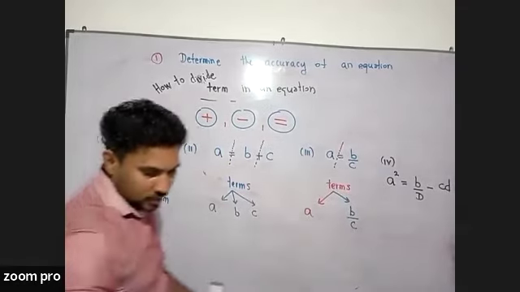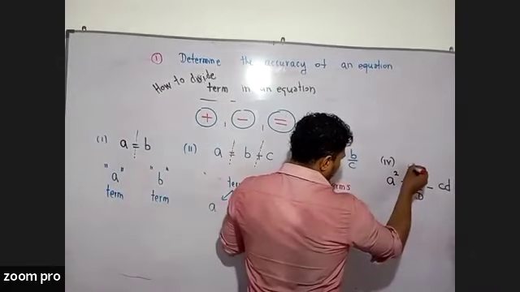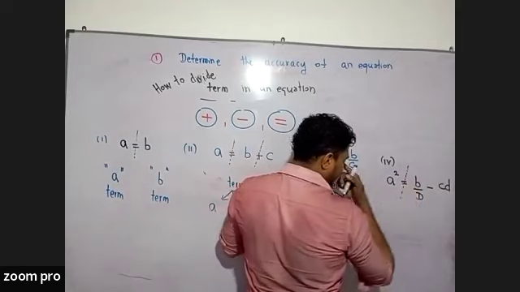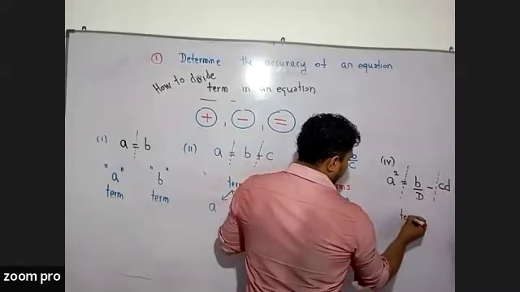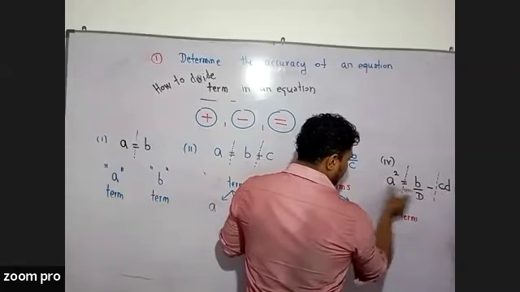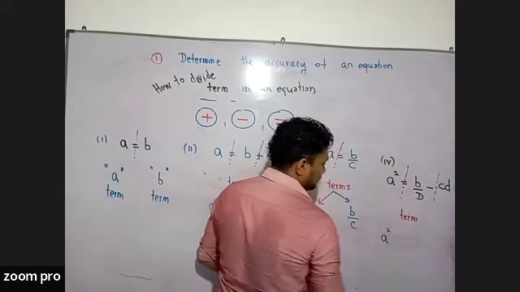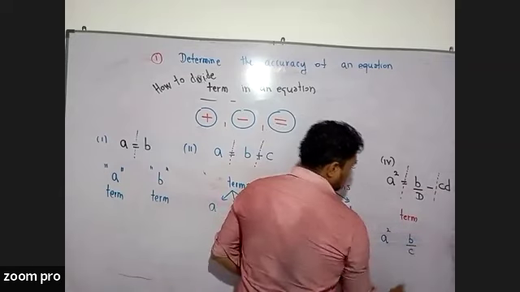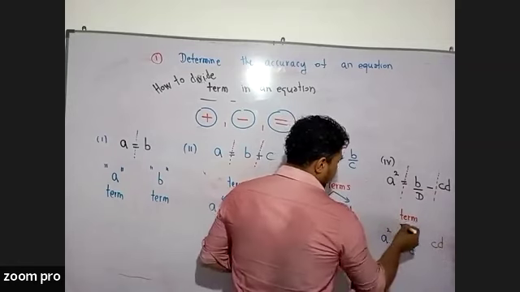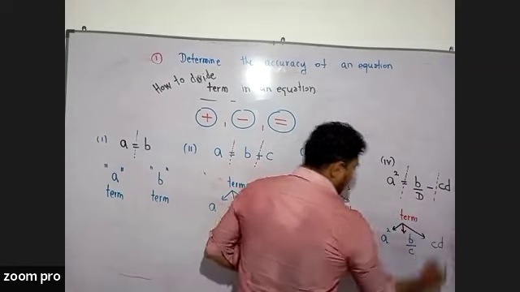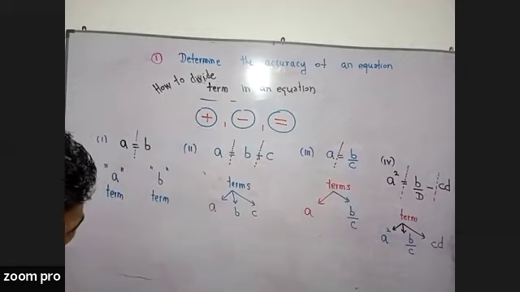So let's draw a line through this symbol, and let's draw another line through this point. Then we can figure out that there are three terms: 1, 2, 3. So here A squared is one term, B over C is one term, and the product CD is considered as another term, right? So these are the terms in this equation. Is that clear for you?